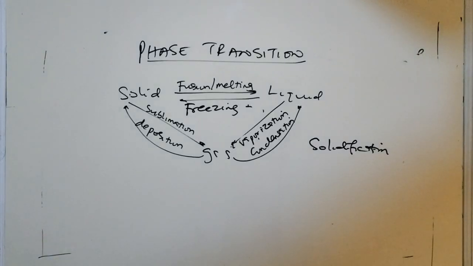So this change of states we have on the board is what is called a phase transition. During phase transition, properties of matter like density, heat capacity, and structure of matter can change.